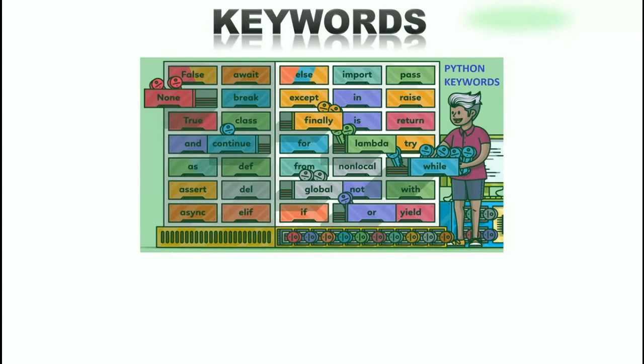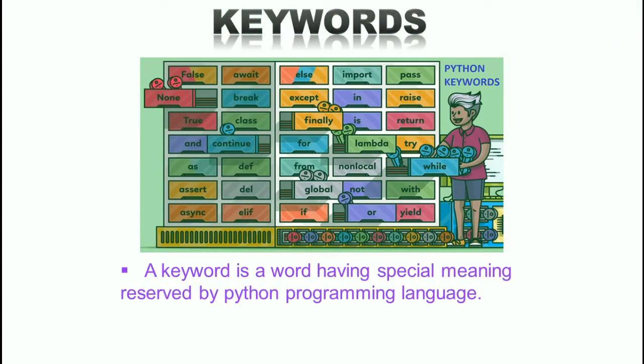Now we will learn about keywords. A keyword is a word having special meaning reserved by the Python programming language. Every programming language has special reserved words or keywords. Python, of course, is no different.